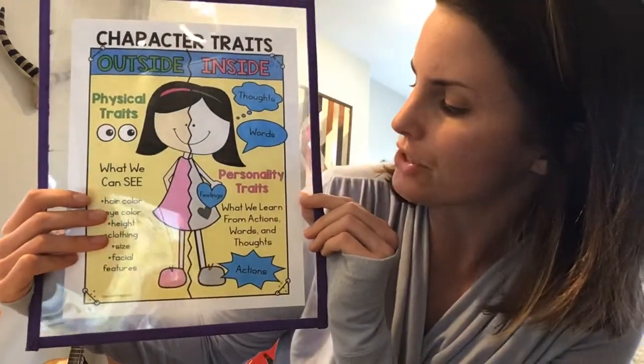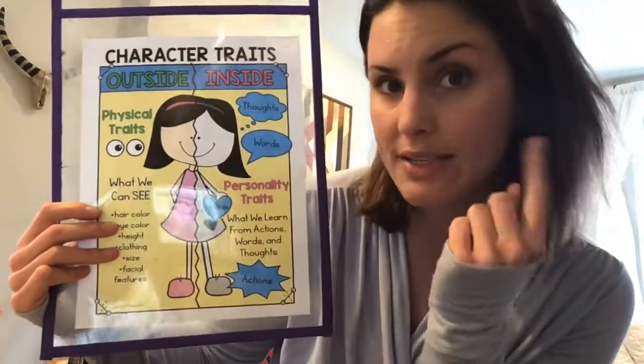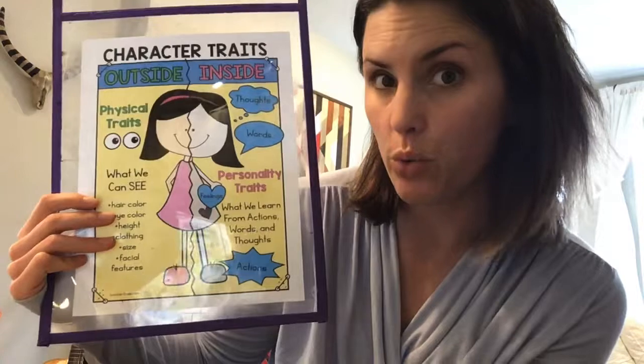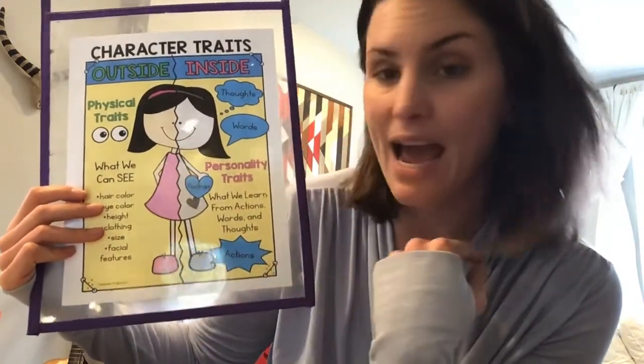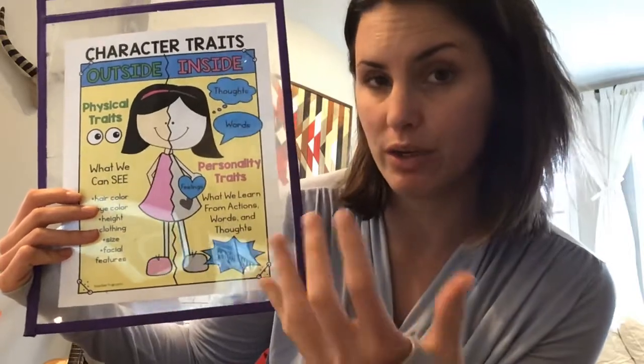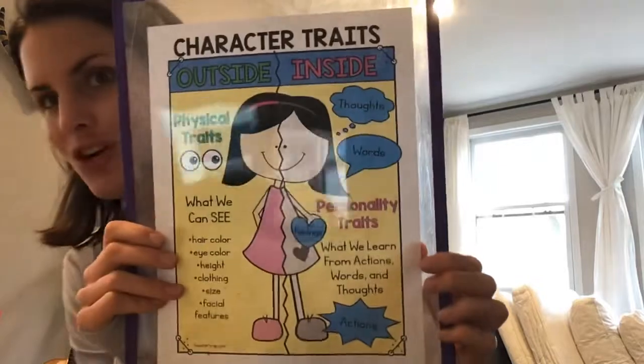So what kind of person are they? What kind of animal are they? What do they think? What words do they say? What do those things tell us about who they are or what kind of person they are? It can also be actions that they take throughout the story that tell you something about who they are. Okay, so this is our anchor chart that we can come back to.